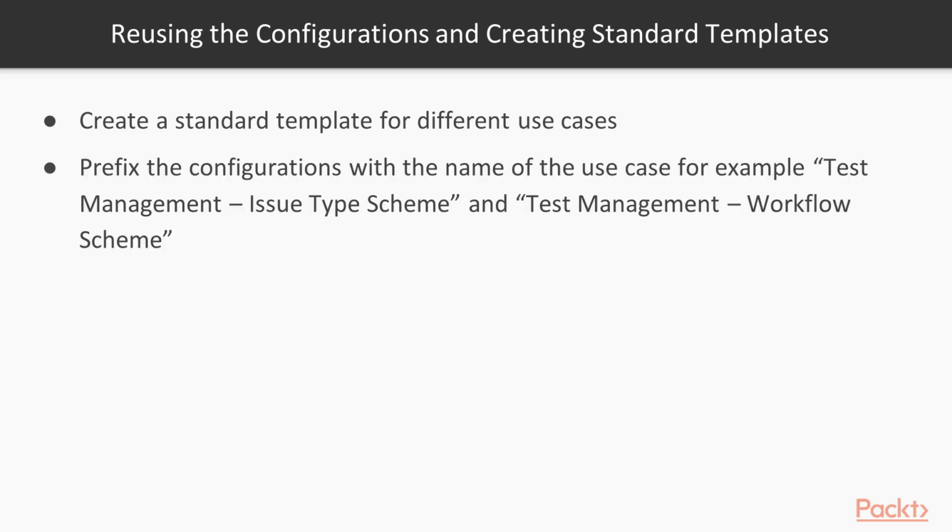For example, you can prefix the configurations with a name that will help you in identifying the purpose of that particular configuration. For example, you can have an issue type scheme that can be prefixed with test management. At the same time, you can also have a related workflow scheme, and you can use the same prefix called test management. So you will end up having a few schemes with the same prefix, and these configurations will be applied on either one or multiple projects.